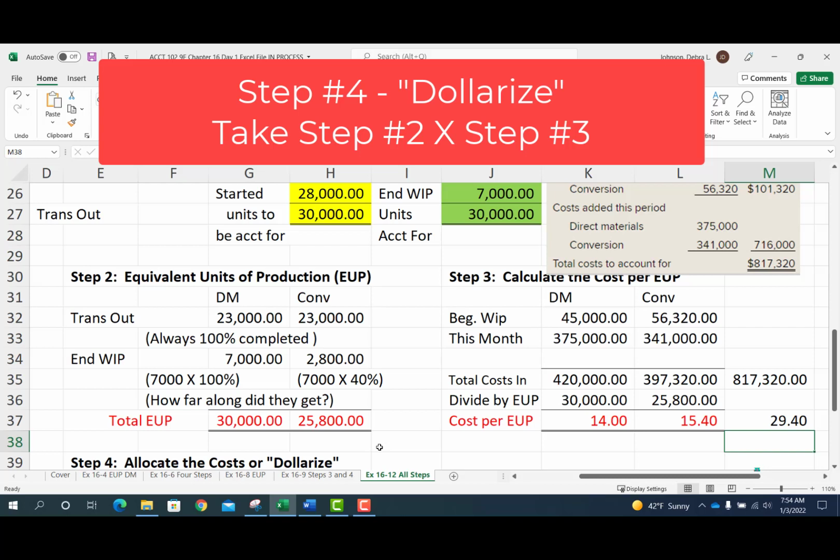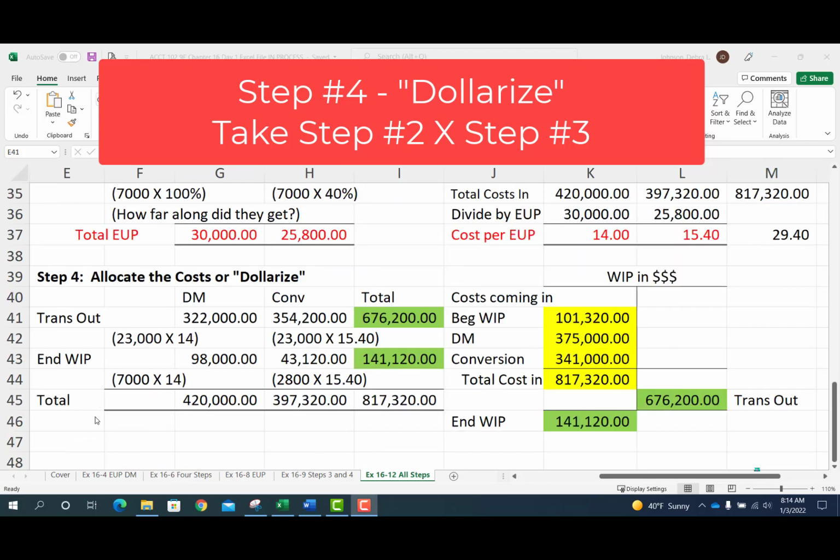The last step, step number 4, is to allocate the cost or dollarize the amounts. The way we're going to do that is by taking these 2 layers that we derived in step 2 multiplied by the costs that we derived in step 3. You may hear me refer to it as dollarize. As this is our last problem for this lecture day, go ahead and try to do step 4 yourself, and I'll be back with the answer.